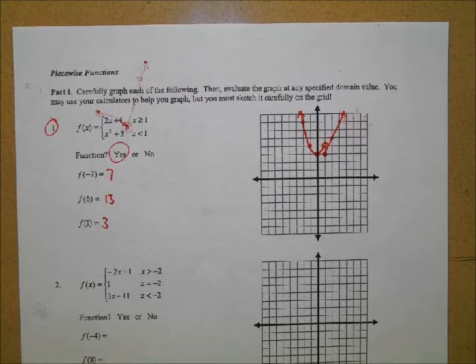Then for x squared plus 3, again, start at 1. I know it doesn't have an equal to. That's okay. We'll put an open circle. Start at 1. 1 squared is 1, plus 3 is 4. 1, 4, open circle. And now, to get more of this graph, what kind of x values do we want to pick?